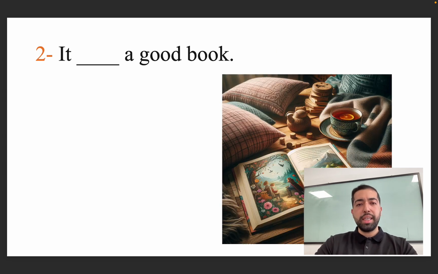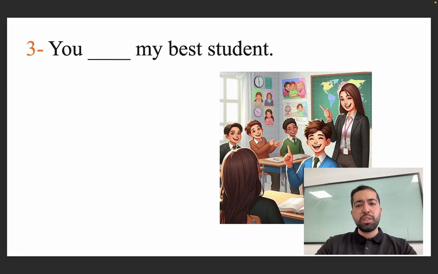Next one. It blank a good book. So as you can see, it's a beautiful book with a very beautiful environment, and it refers to objects. Book is an object. For it, we use is. It is a book.